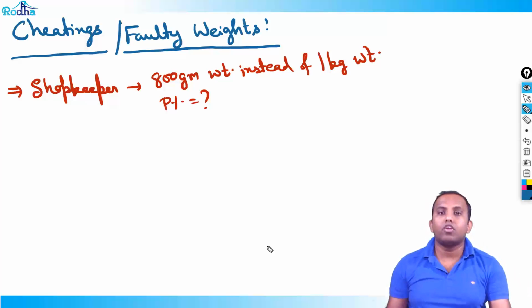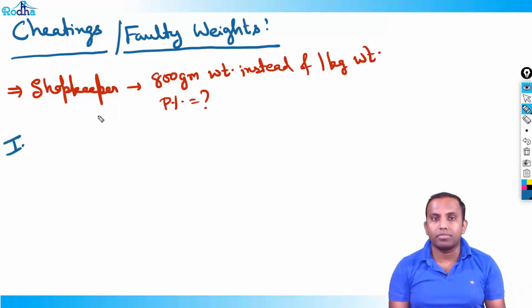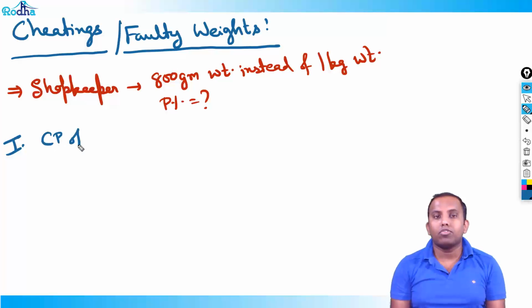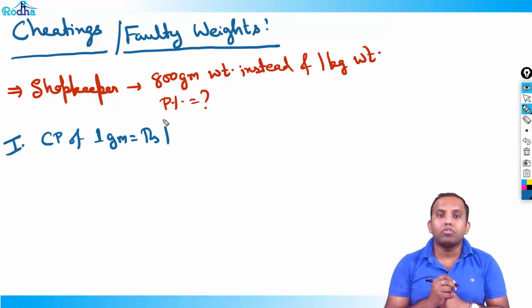See, in any of this kind of question, there is a direct way to do it. But first we'll see method-wise. So what is the first method? Assume anything simple. Take one price: if the cost price of 1 gram is rupees 1. This is method 1. We'll see the direct method also, but try to understand the concept here. CP of 1 gram is rupees 1.